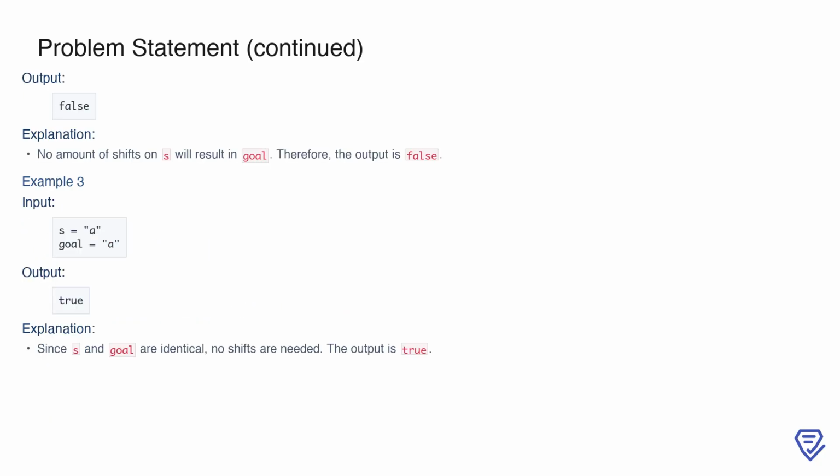In the third example, both s and goal are the single character a. Since the strings are already identical, no shifts are needed. This means the output is true. These examples illustrate the various scenarios you might encounter, including cases where the strings are identical, or where it is impossible to produce goal from s through any number of shifts.